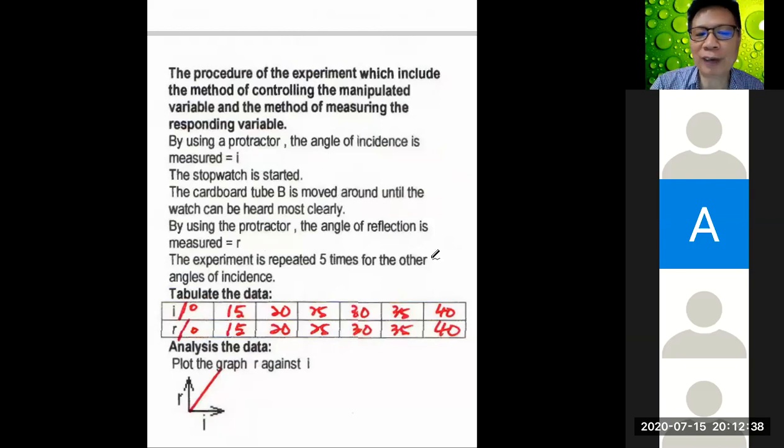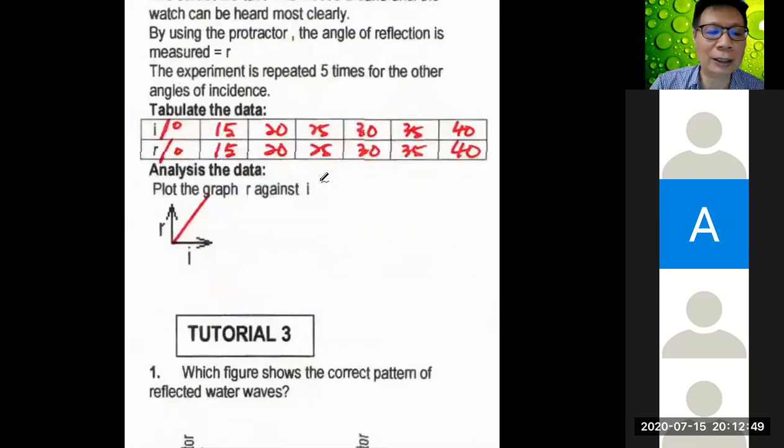Repeat five times with different angles of incidence: 20, 25, 30, 35, 40, same as just now. So that finishes this lesson, okay? So finished already. Now we answer the questions.